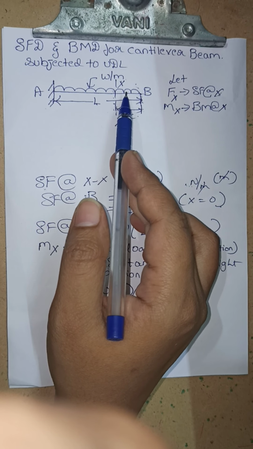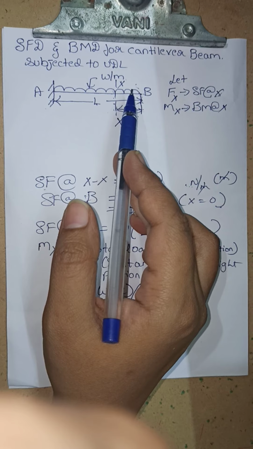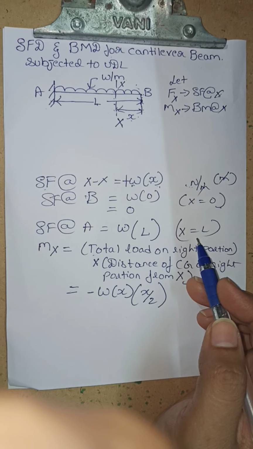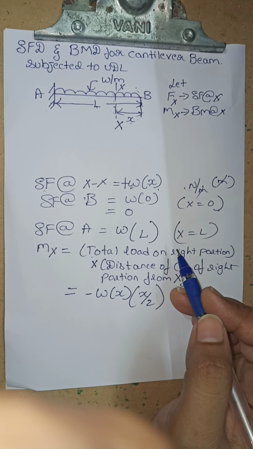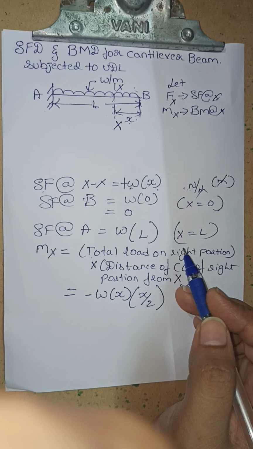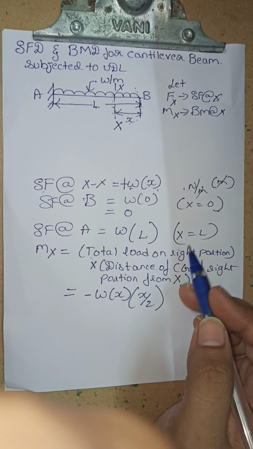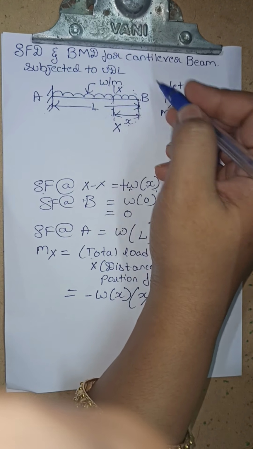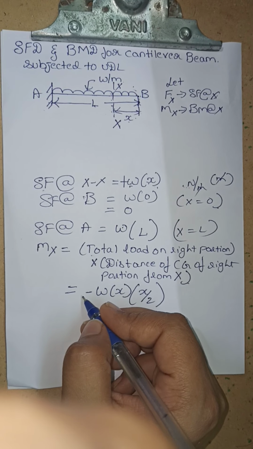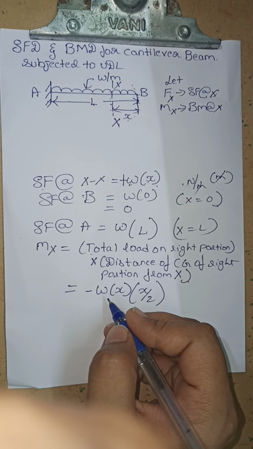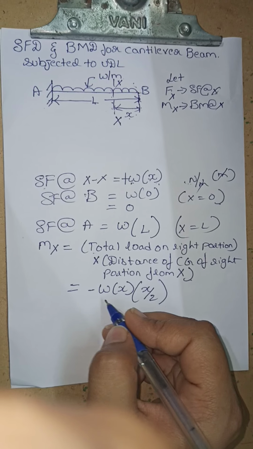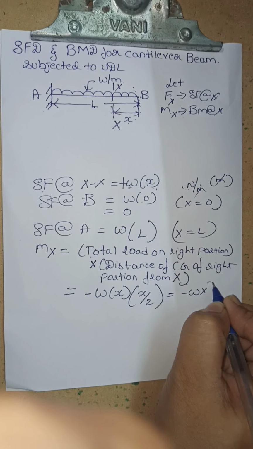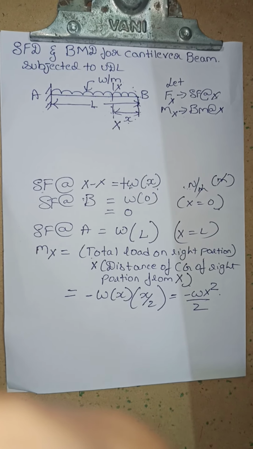In case of UDL, whenever the beam is exposed to a uniformly distributed load, in order to calculate the bending moment we are supposed to take the product of the magnitude of the load multiplied by the CG distance from the reference point. So this is the concept. Since it is acting in the clockwise direction on the right side, we have considered it as negative variation. So it is taken as minus Wx into x by 2, that is nothing but Wx square divided by 2.